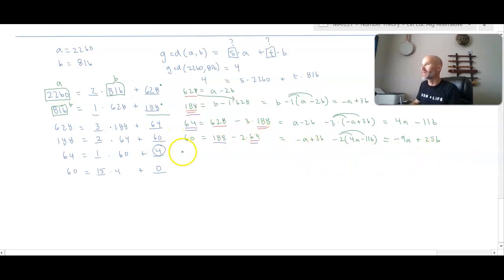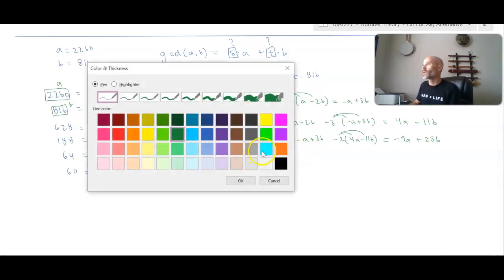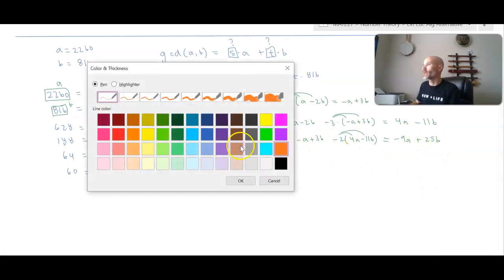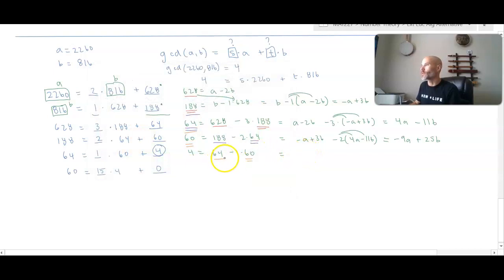Okay, last slide, we have 4 equals 64 minus 1 times 60. And for 64, backing up 2 lines, we're going to plug in 4a minus 11b. For 60, we're going to plug in negative 9a plus 25b, and we should be done. We'll just check and make sure we did it correctly. So 64, we're plugging in 4a minus 11b.